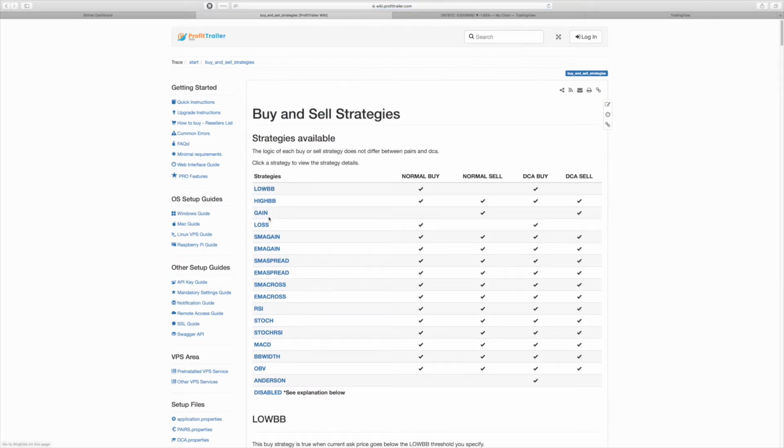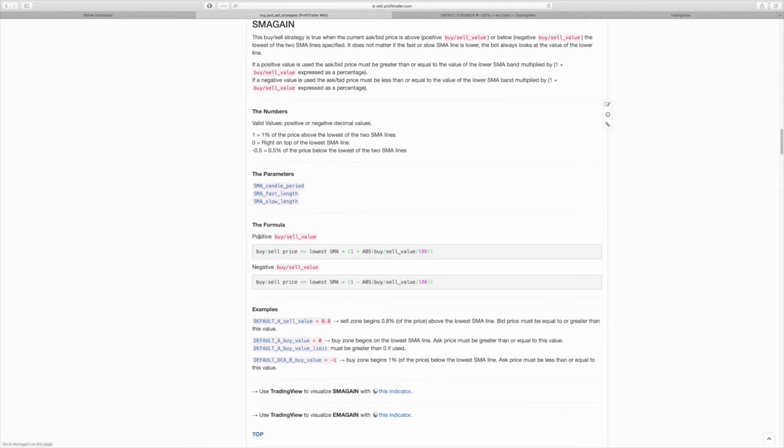So now we have here the SMA gain and EMA gain listed in this matrix, about a quarter of the way down, or about a third of the way down, however you look at it. And we do notice that they can be used for normal buy, normal sell, DCA buy, and DCA sell. Each one can be used for both. So let's take a look first at SMA gain. And this will give us a quick overview of what we're looking at here.